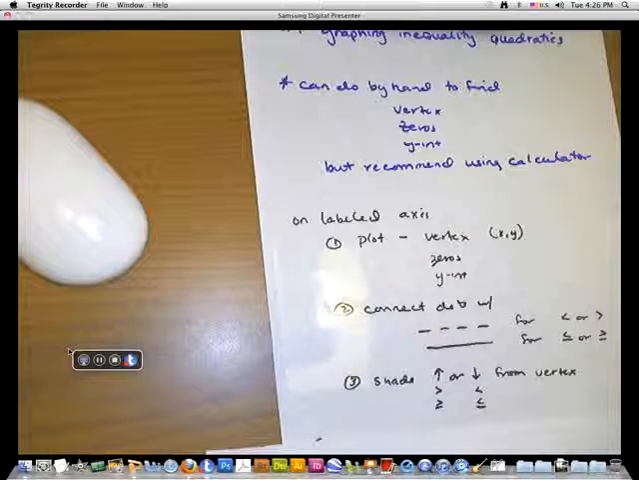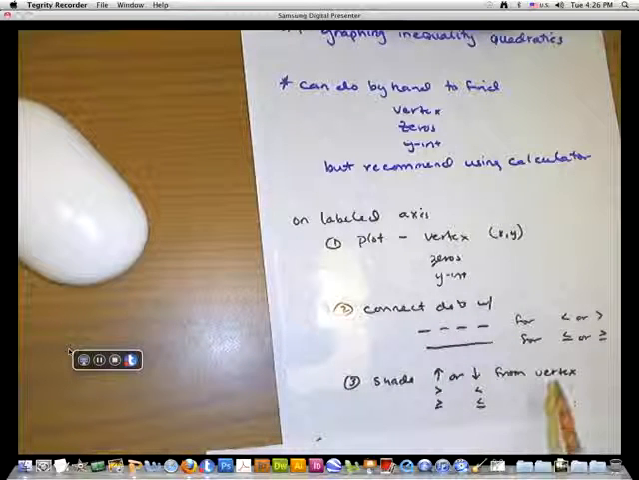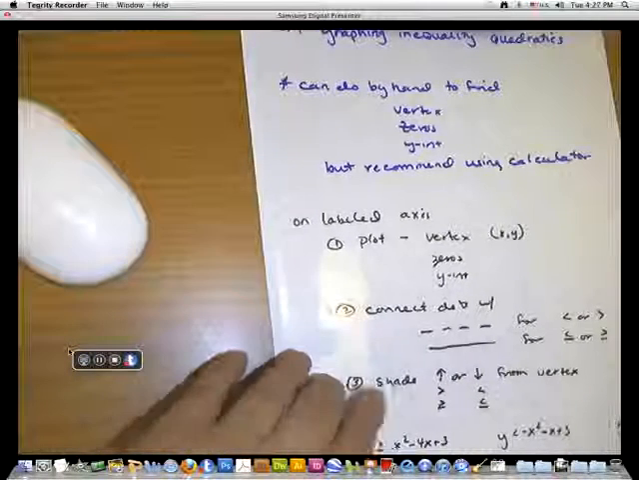All right, if we are greater or greater equal, from the vertex we shade up. If we are less or less equal, we shade from the vertex down. And that will be either inside or outside of the parabola, depends on which way it opens. But all we need to do is look at the vertex and our symbol, and that's how we're going to shade. So we're going to look at a few examples here.